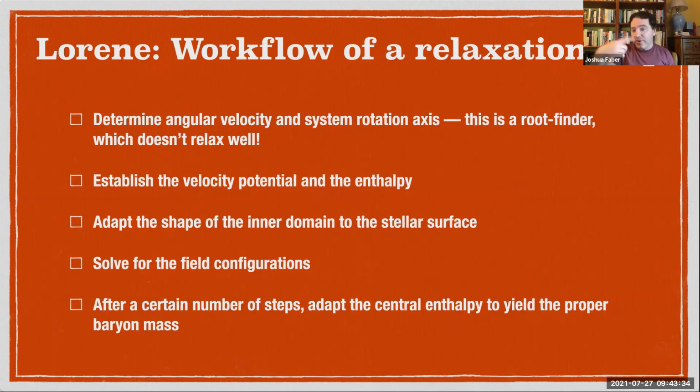And then you start over again and you keep refining the values again and again because these are nonlinear equations. After a certain number of steps, you start adapting the central enthalpy to yield the proper baryon mass. You creep in on the proper baryon mass for your neutron star. You don't want to do it too roughly or you'll take too discrete a step from step to step, and that would itself lead to instability.